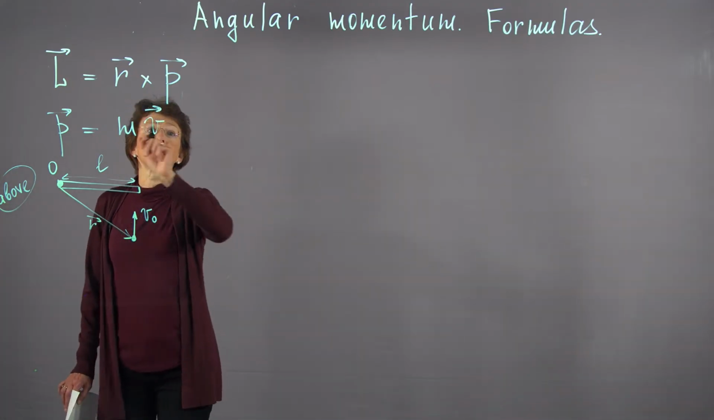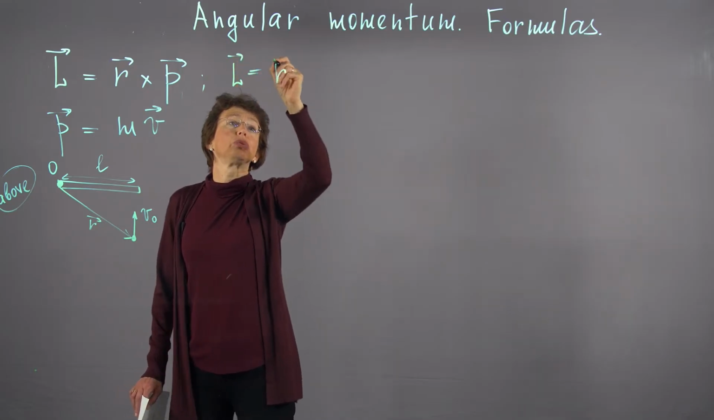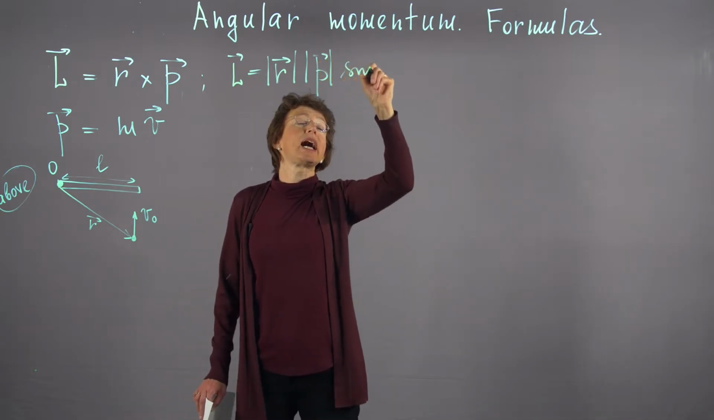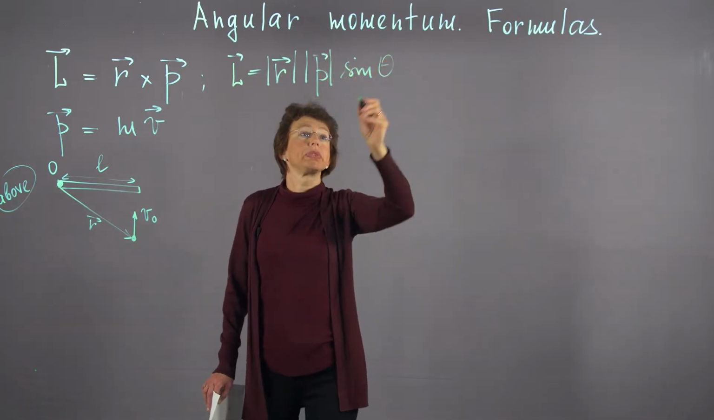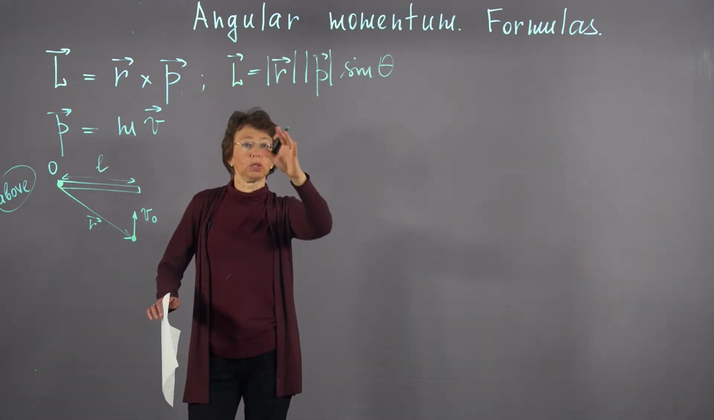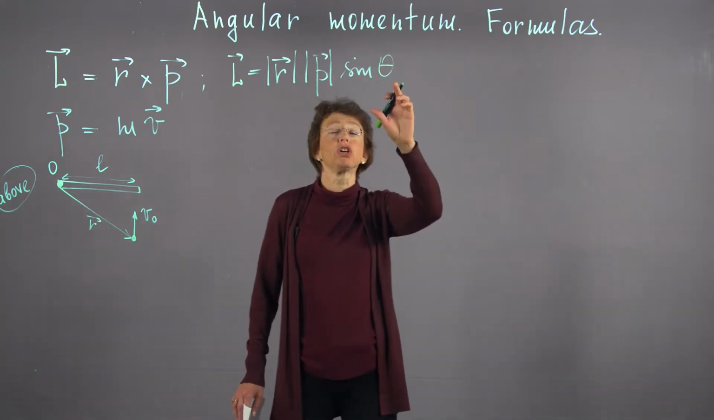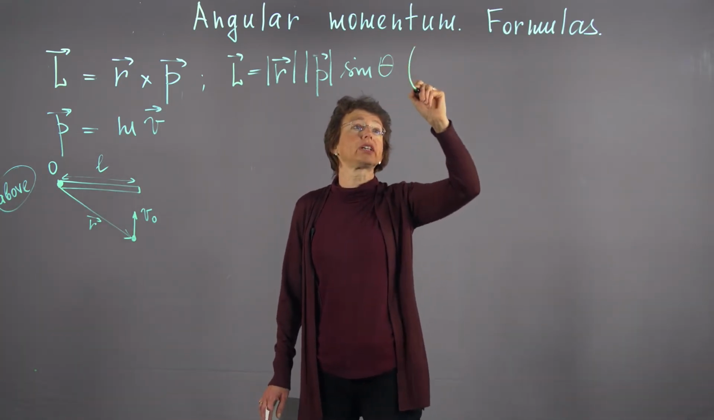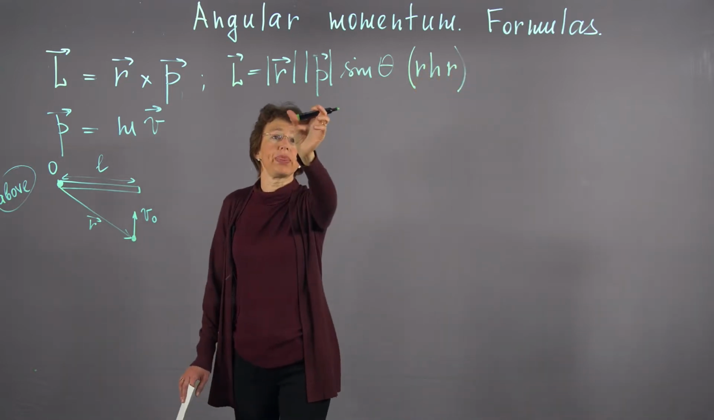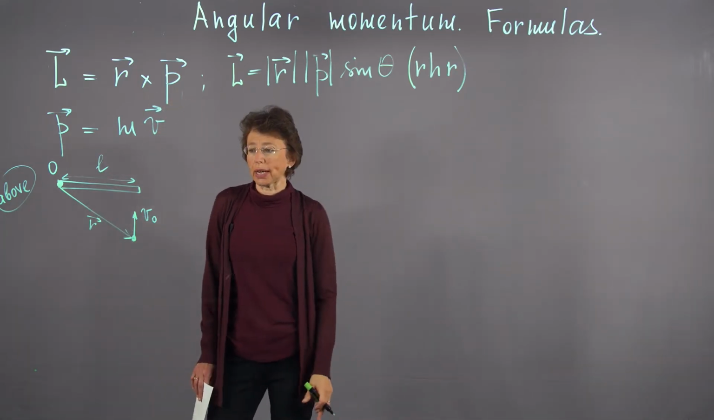Now, what is cross product? Cross product, L, is magnitude of r, magnitude of p, times sine of angle between them. This is cross product, which means that similar to what we did when we talked about torque, also cross product, this is a vector on the left, so I have to put a sign for the vector. I will put right hand rule here. So to find the direction of angular momentum, to find the direction of cross product, we use right hand rule.